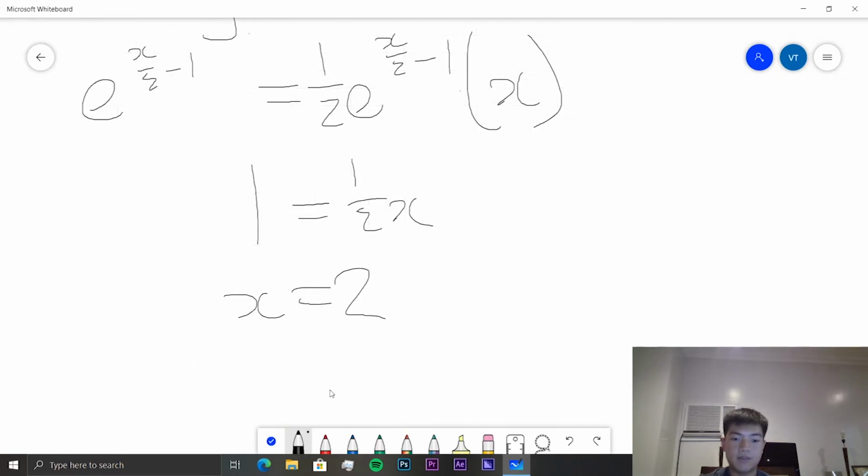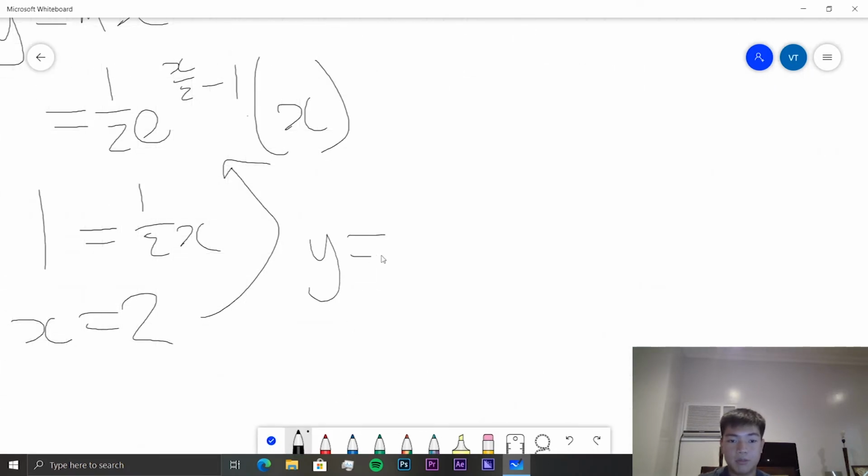So if this is the only value for which it will work, if we plug it back in here, we get y is equal to 1/2 e to the 2 over 2 minus 1 times x. But e to the 2 over 2 minus 1, which is e to the 0, is equal to 1. So this is simply the curve y is equal to 1/2 x. So yeah, that was pretty good.